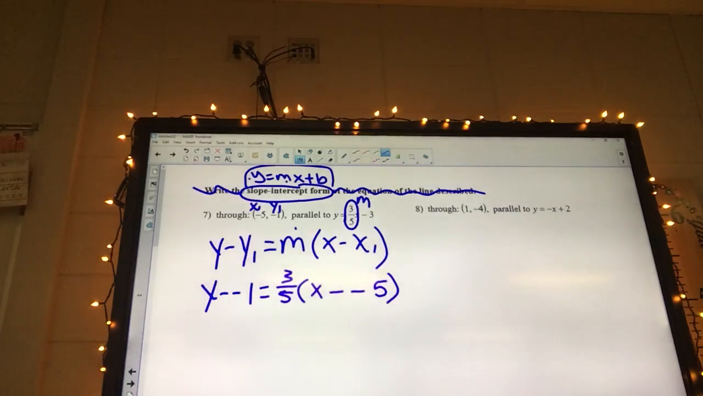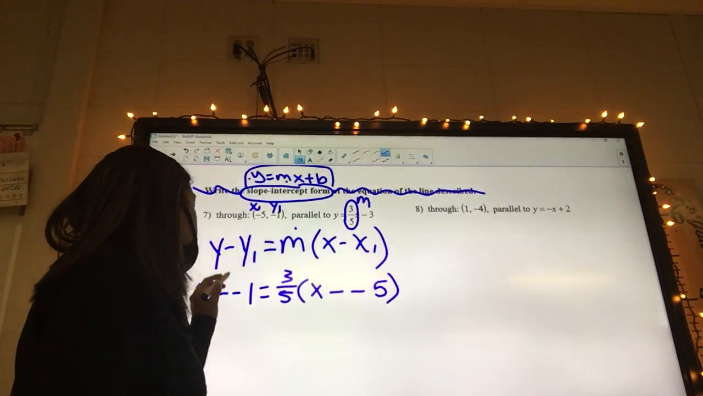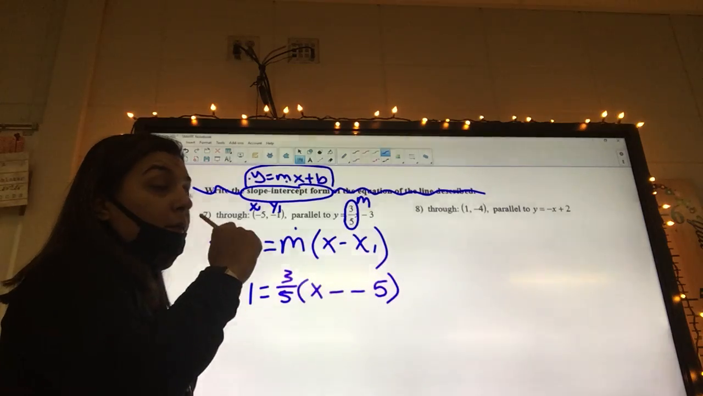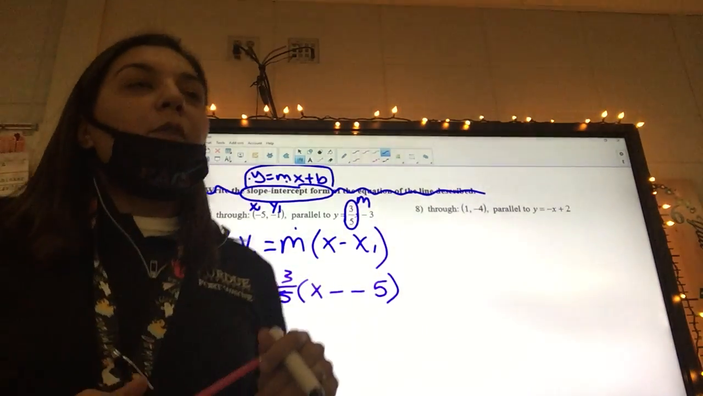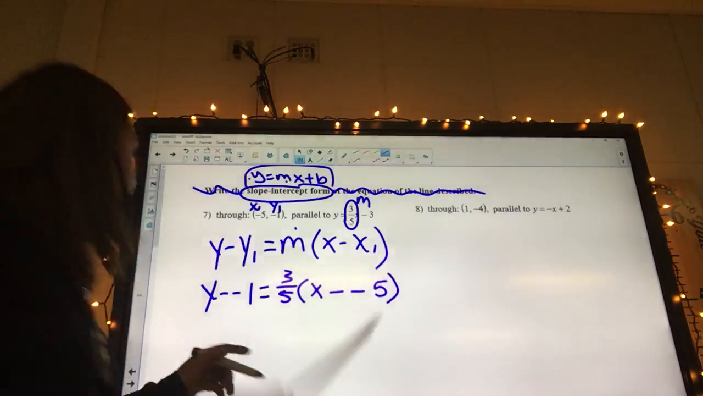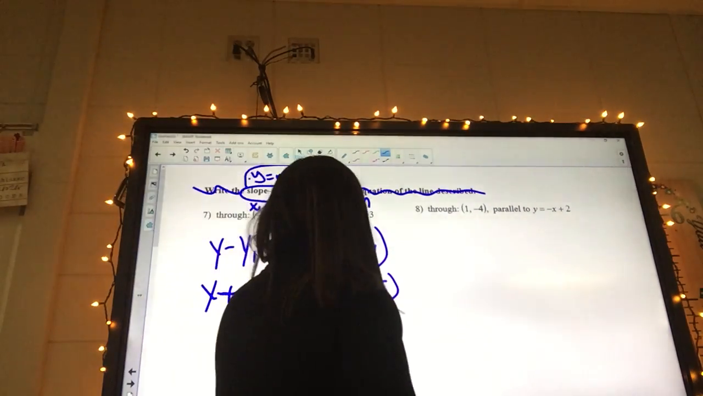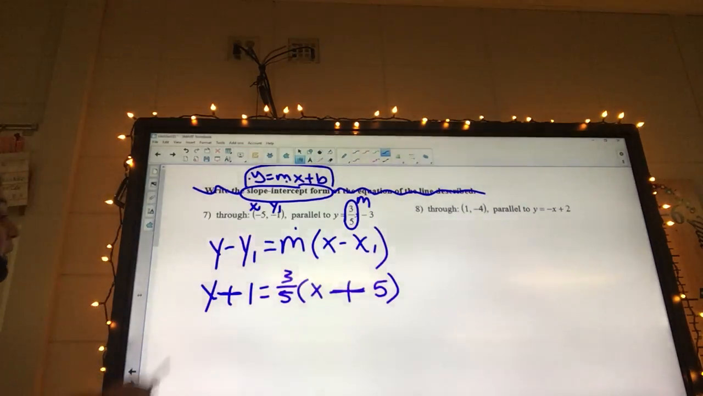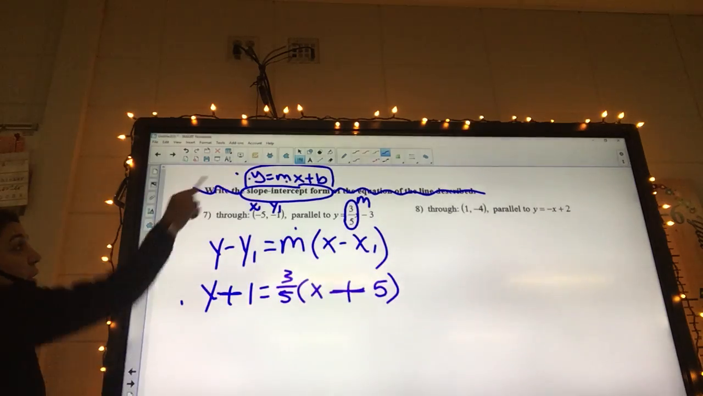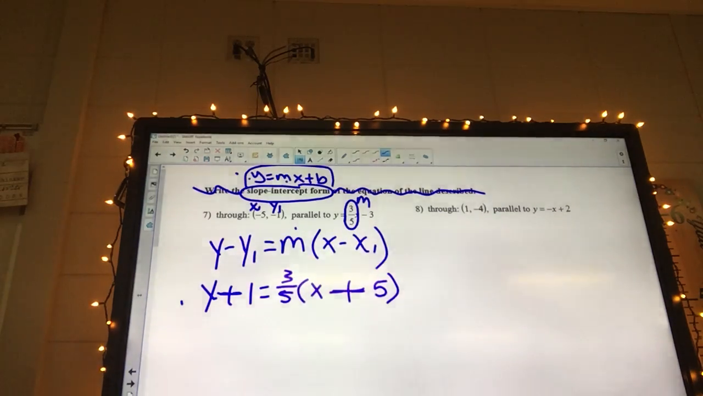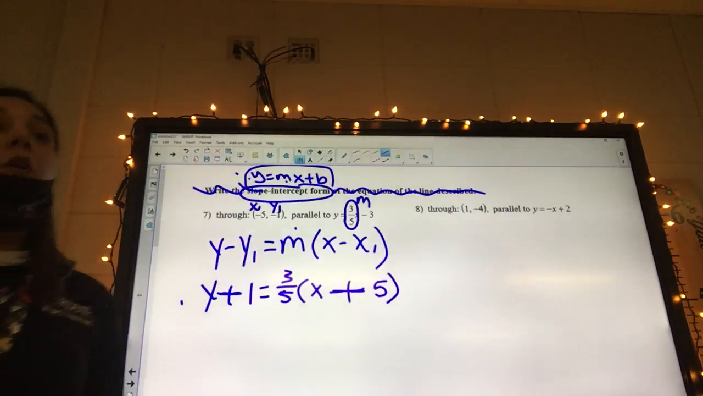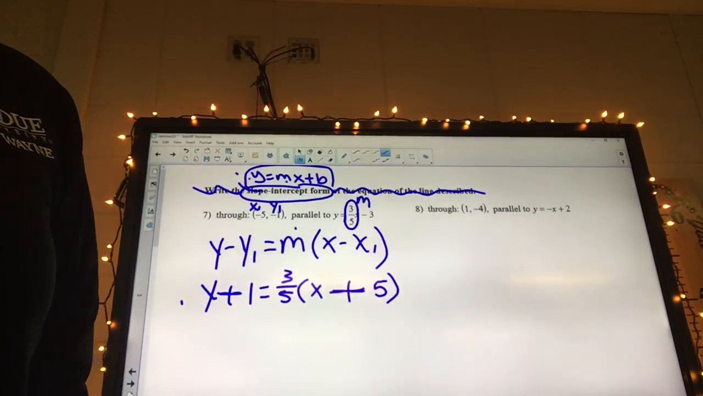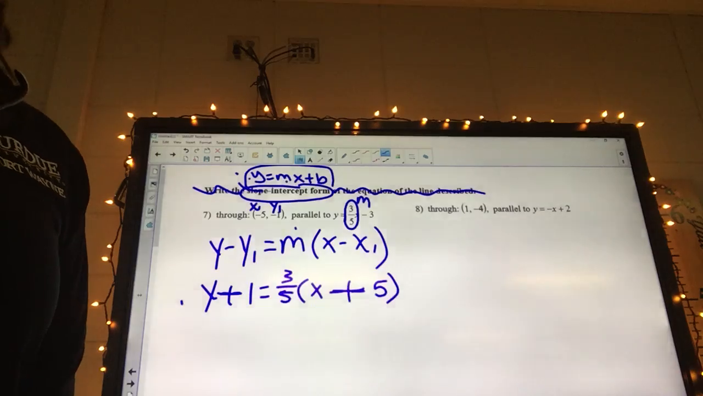Now what? The y needs to be by itself, and we can't have parentheses. First, make everything positive, so change these to pluses. Now, does this look right? Are we done or are we not done? No, because we have parentheses. We don't want any parentheses. We want to get y by itself. So what do we need to do next according to our order of operations?